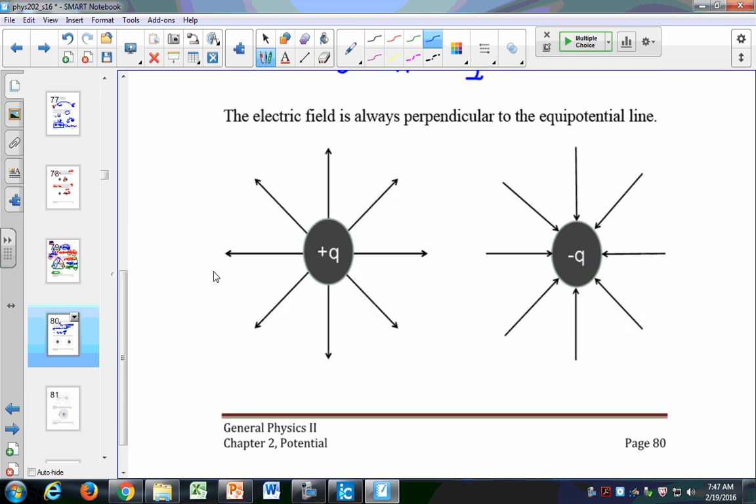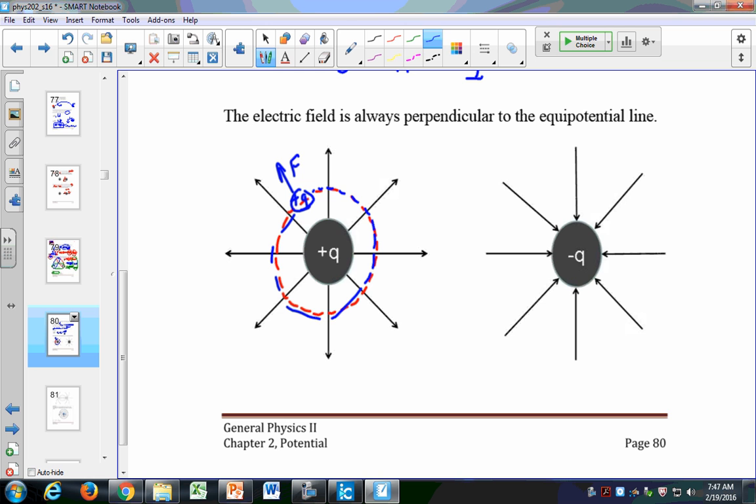Your electric field and your equipotential lines will always be perpendicular to one another. So if I draw my equipotential lines, it'll look like that. You can imagine that if I have a plus Q charge, I can move along this line with no change in energy and no work required. That should make sense, because the electric force acting on this object is in this direction. If I'm moving perpendicular to that force, it's not going to change the energy, and it's not going to require any work because I don't have to exert any force to move it along that path.